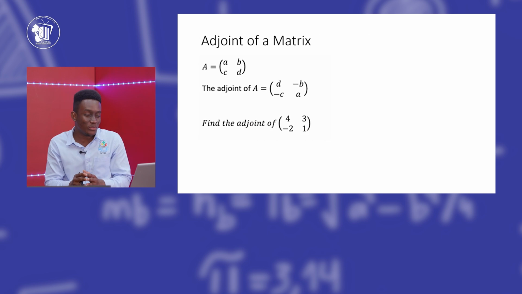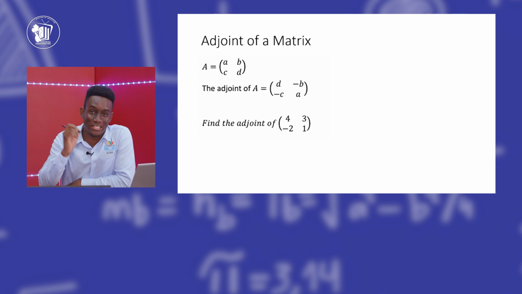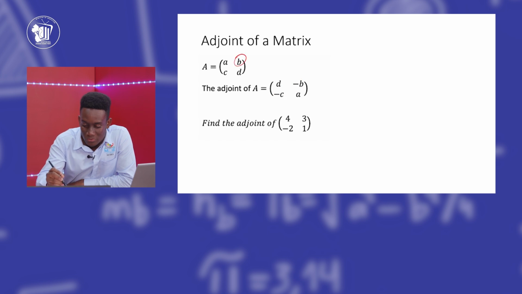So now let's move on to the adjoint of a matrix. The adjoint of a matrix is simply found by rearranging the matrix and flipping some signs. If we had the matrix A and we want to find the adjoint of A, we switch these two, so wherever we have the A, we put the D. We switch it, and this is how it becomes here. And then we flip the signs of these two. Because this is a positive, it will turn into a negative, and because this is a positive, it will turn into a negative.